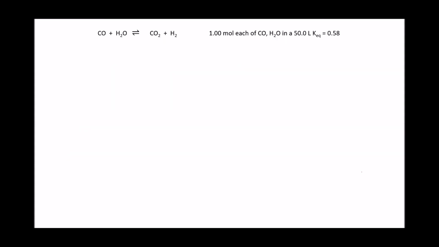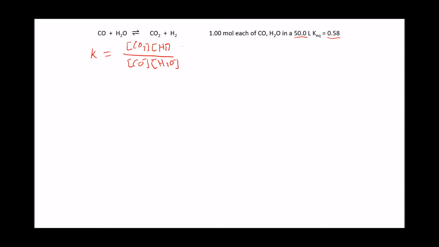So a second example is this reaction right here. And again, you start from 1 mole of each of the reactants and 0 of the products, and this is the volume of the container, and this is the equilibrium constant for the reaction. The first step is to write down an expression for the equilibrium constant for the reaction. So the equilibrium constant equals the ratio between the concentration of the products, which is the concentration of carbon dioxide times the concentration of hydrogen, divided by the concentration of carbon monoxide times the concentration of water.